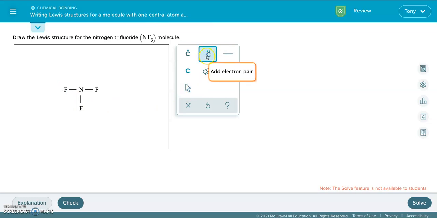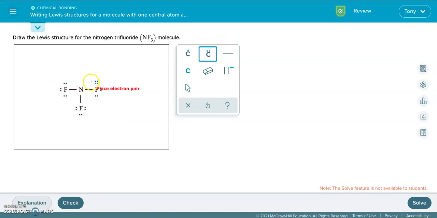And now we can start putting in our electron pairs. We're going to start on the outer atoms here. So this fluorine is going to get 3 lone pairs of electrons to fill the octet. Basically what we're doing here is just counting up to 8: 2 electrons in the bond, and then 2, 4, 6 electrons in the lone pairs. That gives us 8 electrons around this fluorine. So we'll do the same thing for the other fluorines.